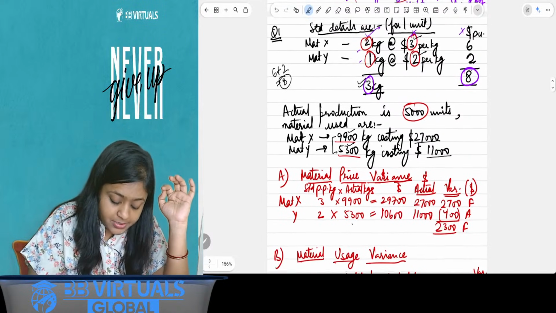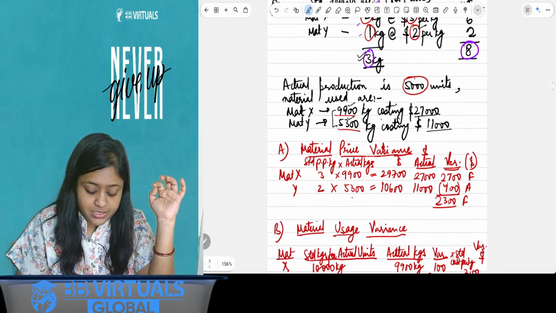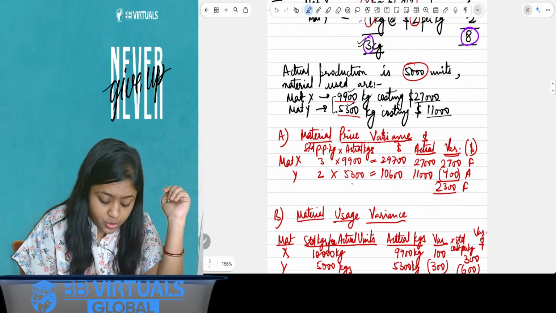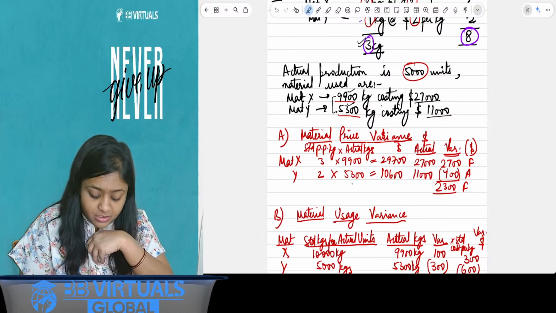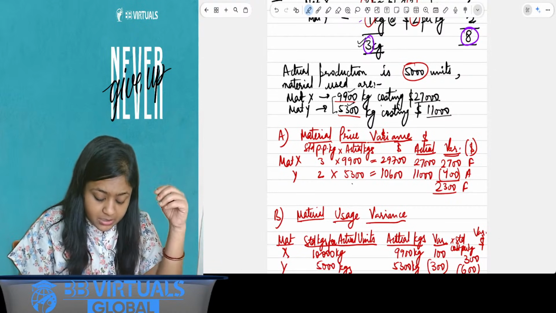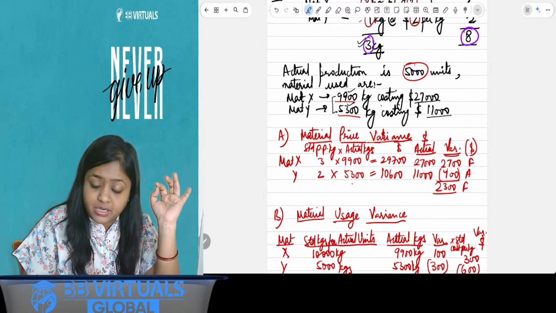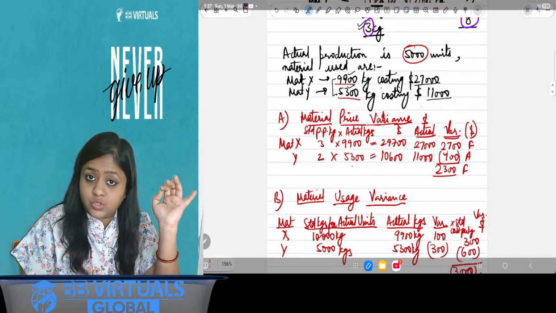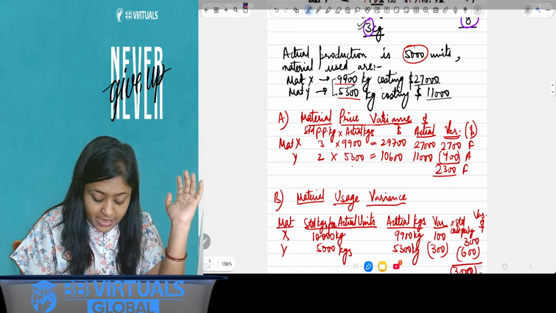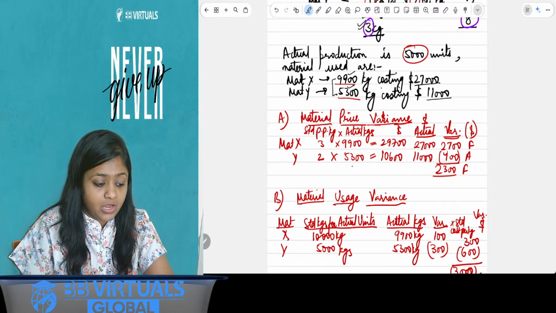Now the question is, further details are given to you. Actual production is 5,000 units, and the materials used are: material X, actual quantity 9,900 kgs used, costing 27,000. Material Y, 5,300 kgs, costing 11,000. Done.